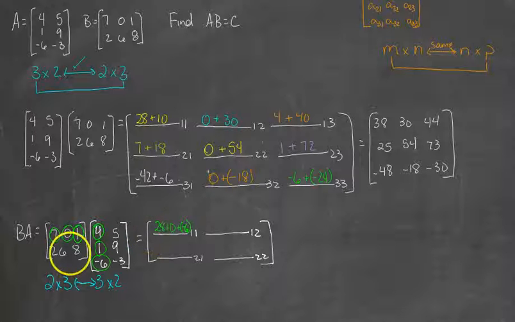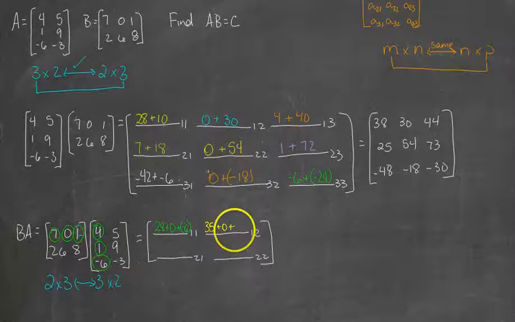All right, so now first row, second column. 7 times 5, 35. 0 times 9, 0. 1 times, whoop, I got lost. First row, second column. 7 times 5, 35. 0 times 9, yes. 1 times negative 3 is a negative 3.